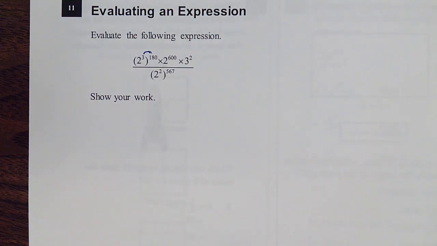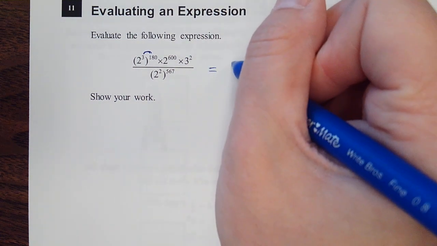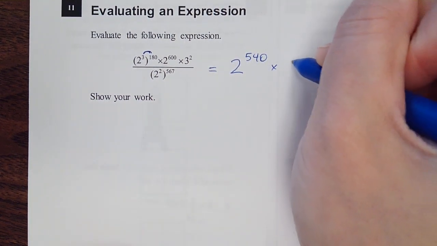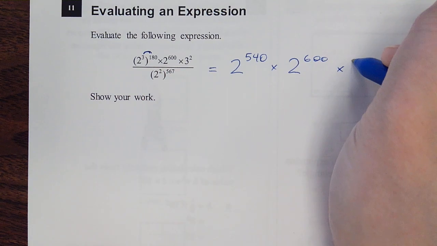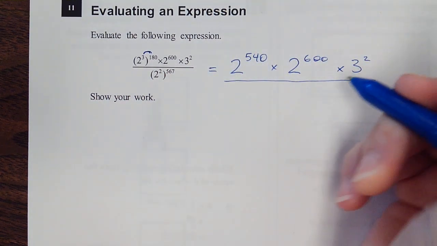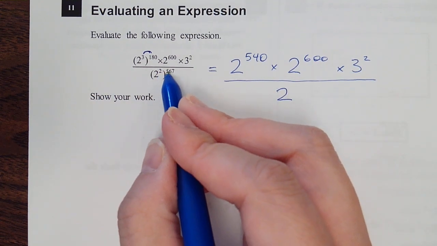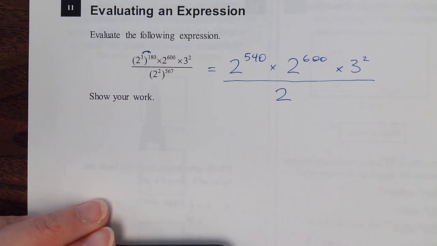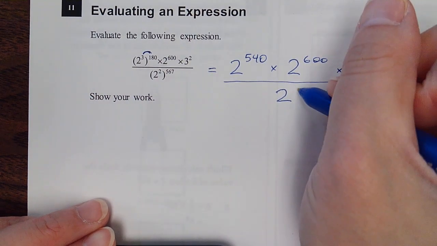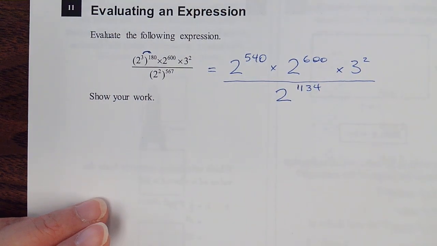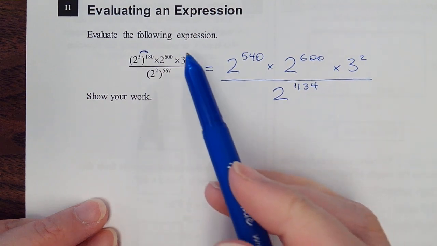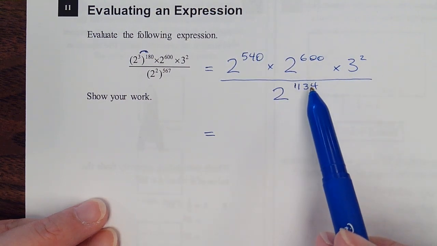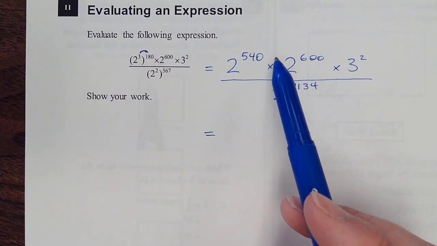Okay, exponent raised to another exponent. So this will give me 2 to the power of 540 times 2 to the 600 times 3 to the square over 2 to the, again, exponent raised to another exponent. So I can multiply that. 567 times 2, 1,134. Okay. I'm showing all the steps because I am dealing with big numbers, so I do encourage you guys to write down everything, so that you don't make silly mistakes.